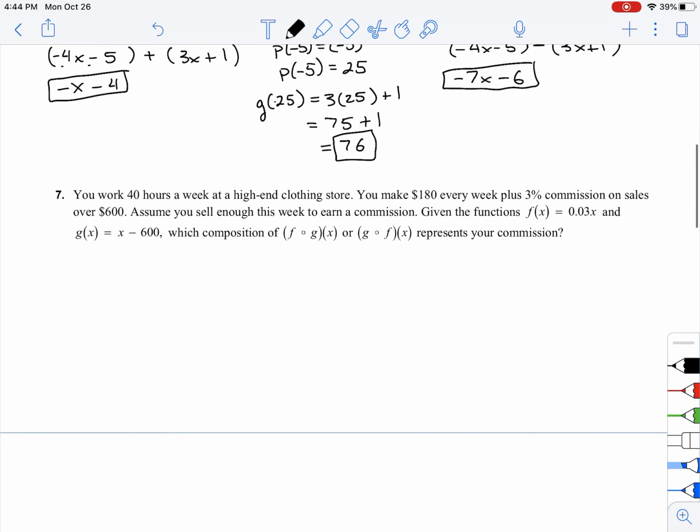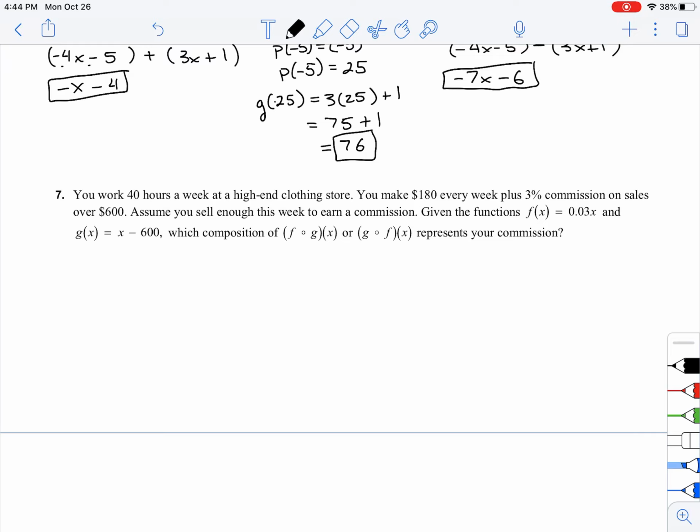Now for the word problem. You work 40 hours a week at a high-end clothing store. You make $180 every week plus 3% commission on sales over $600. Assume you sell enough this week to earn commission. Given the functions f of x equals 0.03x and g of x is equal to x minus 600, which composition represents your commission? So let's look at both of them and then think about it.